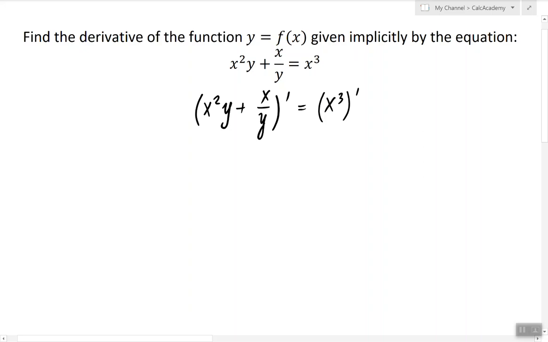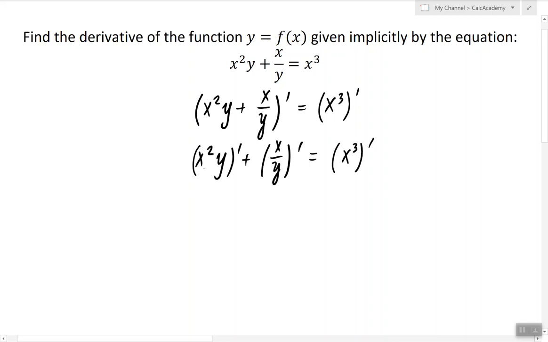But we have to treat x as a variable and y as a function that we don't know. So derivative of the sum is the sum of the derivatives, and now we're ready to differentiate.